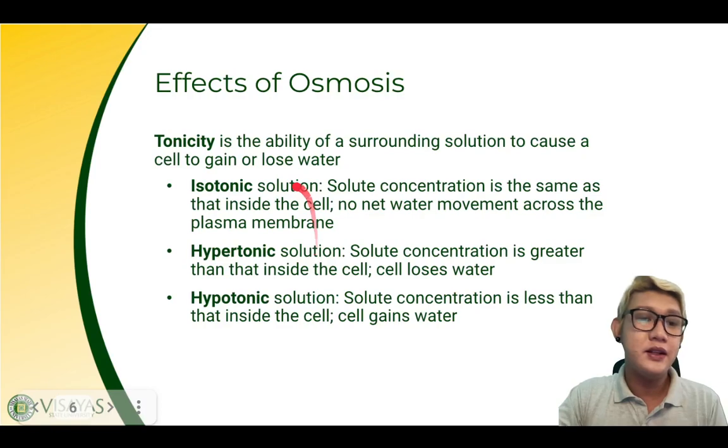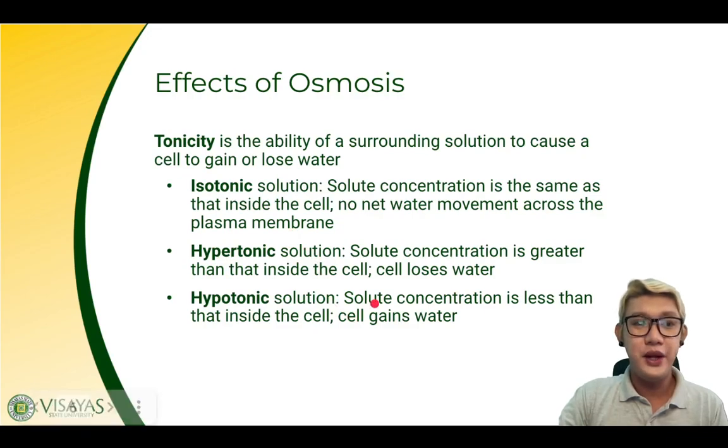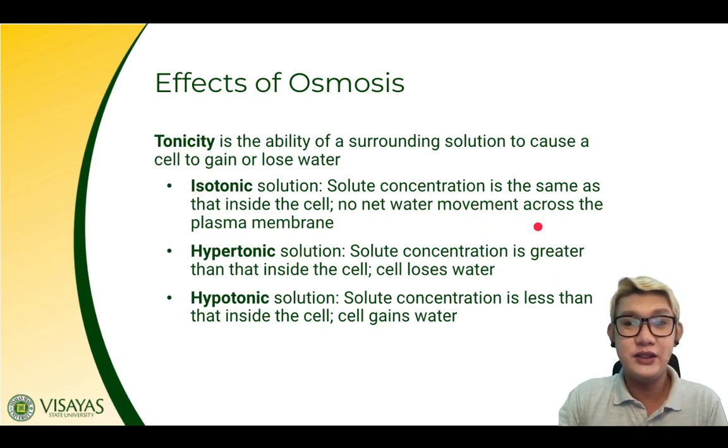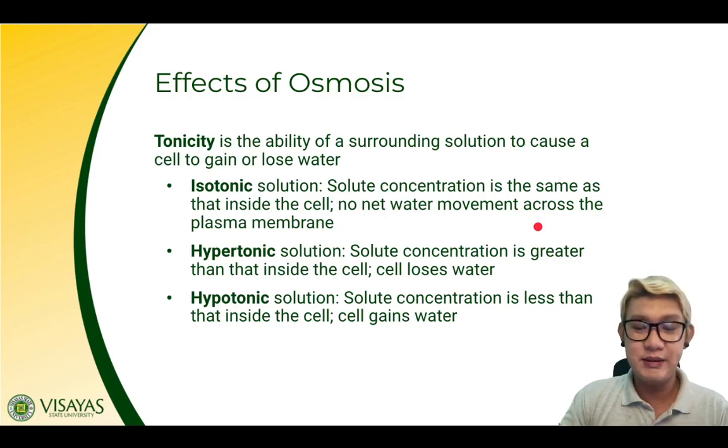Now three types of solutions are identified. There is what we call an isotonic solution. This means the solute concentration is the same as that inside the cell. So inside and outside the solute concentration is the same, and there is no net water movement across the plasma membrane.